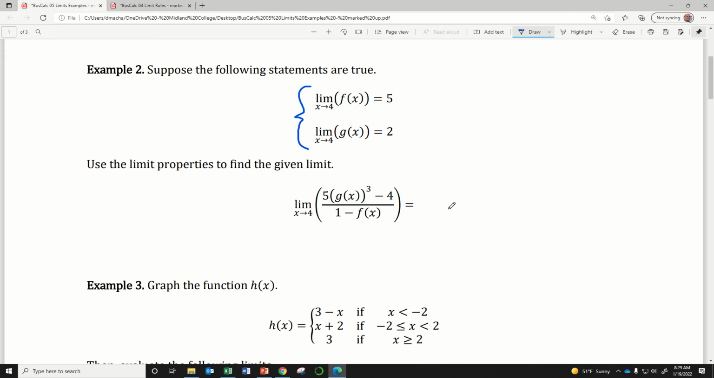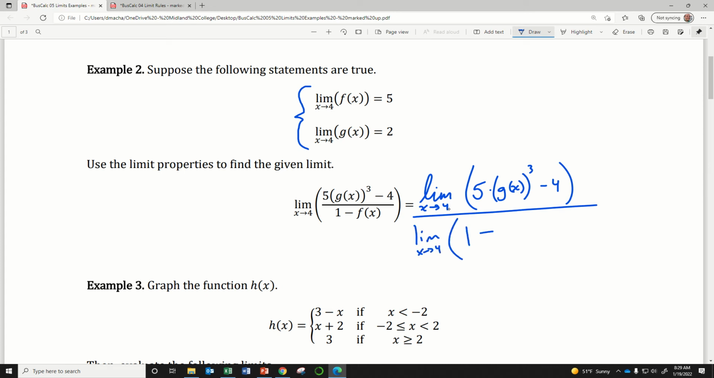But what this means for us in this example is I can break this into the limit as x approaches 4 of just the numerator, 5 times g of x cubed minus 4, divided by the limit as x approaches 4 of my denominator, which is 1 minus f of x. And I can do this because I think that the limit as x approaches 4 of 1 minus f of x is not going to be 0. And if it is, then I guess we'll find out in a moment. So that's my first step.